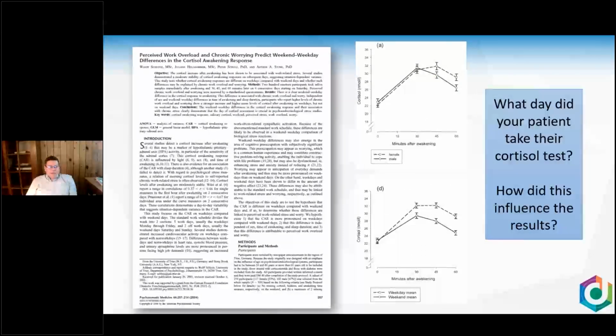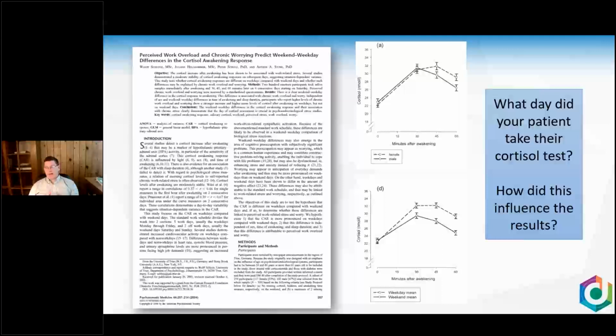So what else do you want to know? Well, what day did your patient take their cortisol test? Here is a study looking at perceived work overload in individuals, and what they basically discovered was a couple different things. One, in some of the literature, it suggests that women peak in their cortisol somewhere between 30 and 45, sometimes closer to 45. Men are closer to 30, so that's why the 30 is good for both, but sometimes you see a little delay in women, and that actually might be related to the monthly cycle.